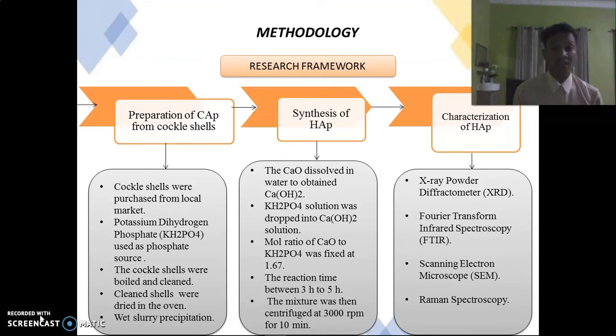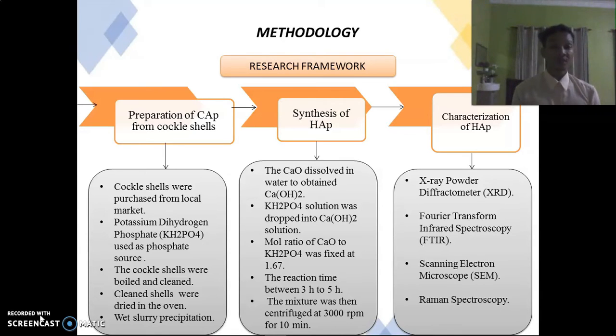Next, we go to the second part, which is the synthesis of hydroxyapatite. The calcium oxide was dissolved in water to obtain calcium hydroxide. The potassium dihydrogen phosphate was dropped into the calcium hydroxide solution. The mole ratio of calcium oxide to potassium dihydrogen phosphate was fixed at 1.67. Next, the reaction time will be between about 3 hours to 5 hours. The mixture was then centrifuged at 300 rpm for 10 minutes only.